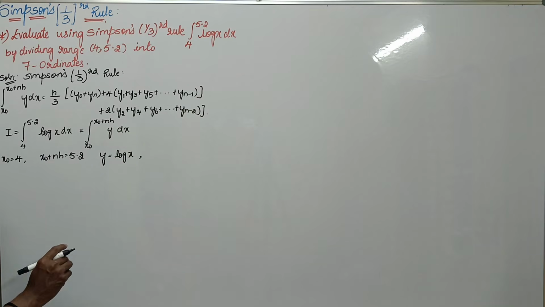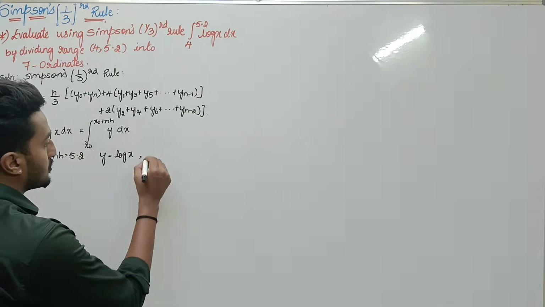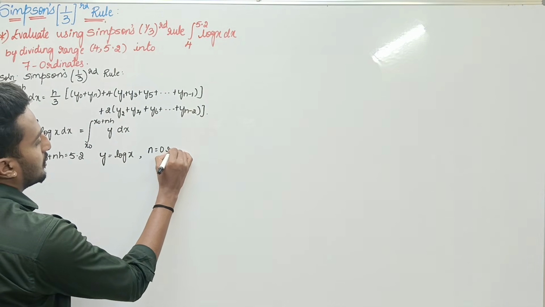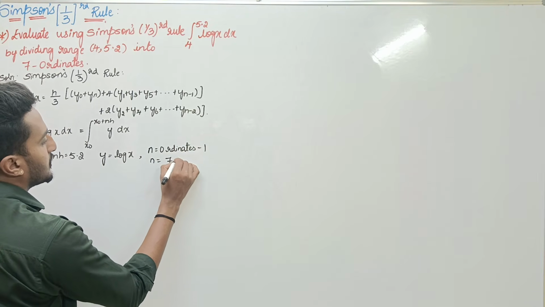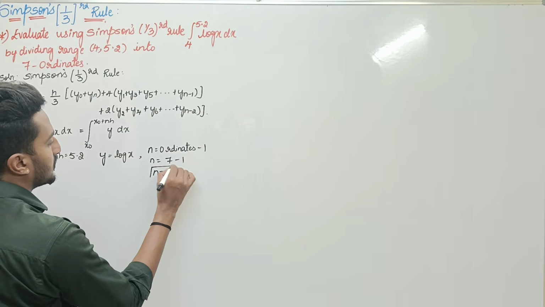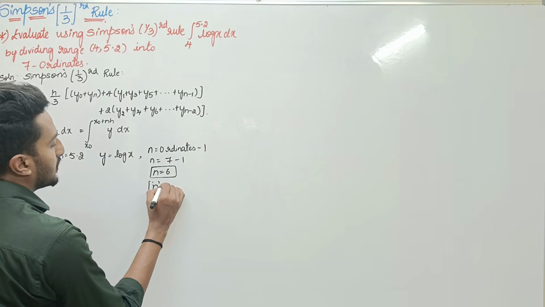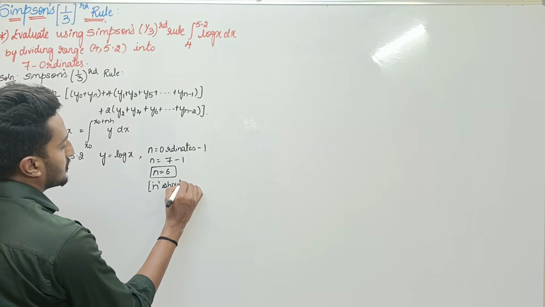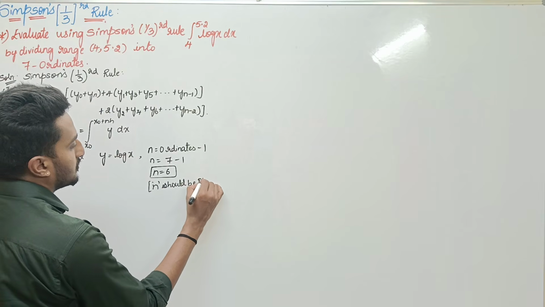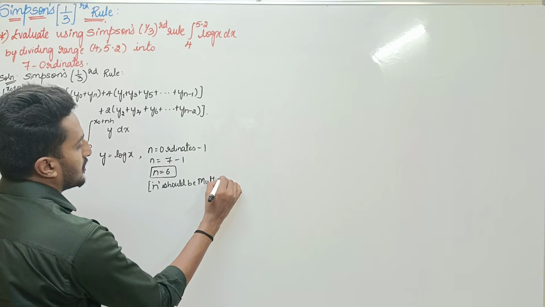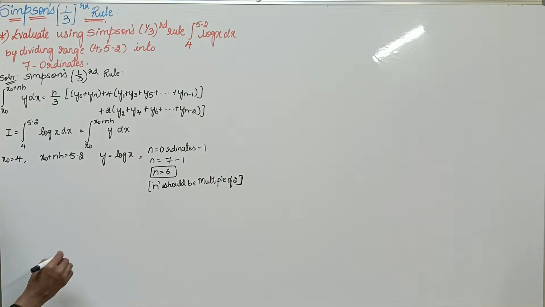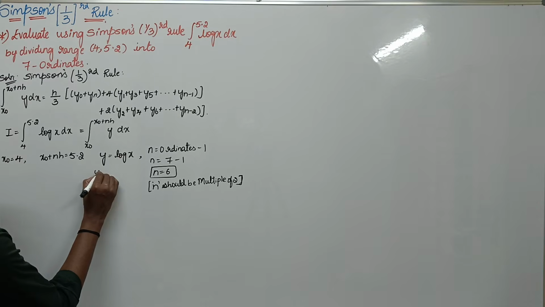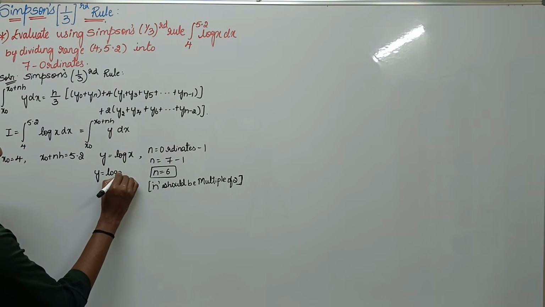To represent n, they have given 7 ordinates, but n should be a multiple of 2. So what I am going to do: n equals ordinates minus 1, n equals 7 minus 1, n equals 6. That is, always please remember, n should be a multiple of 2.